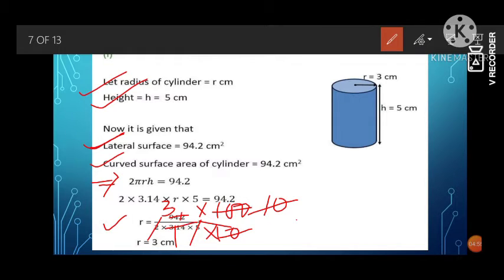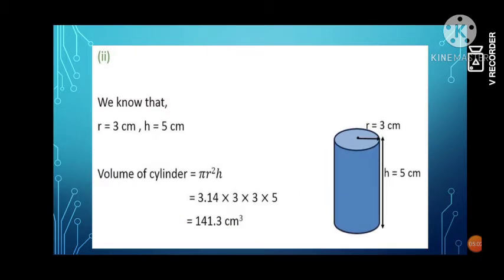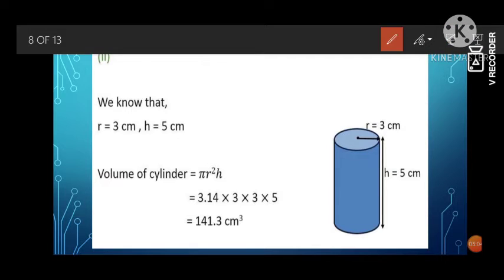10 cancel, so in total we are getting 3. So the radius is 3 centimeter. And now in subpart 2 we have to find its volume.